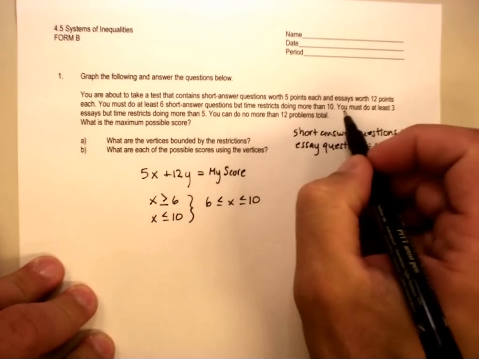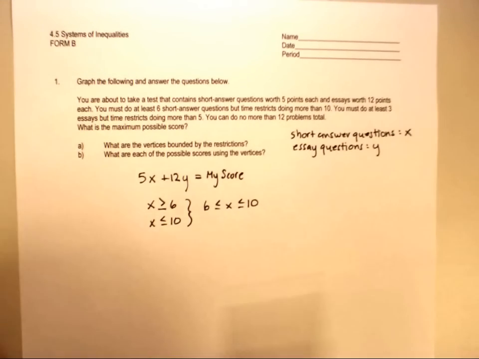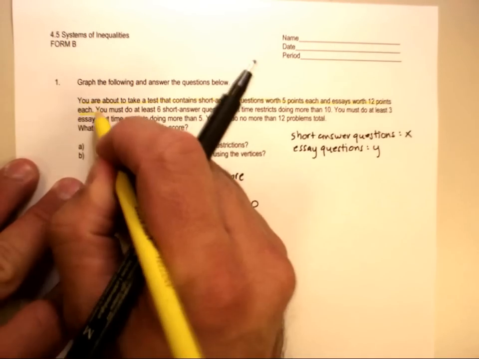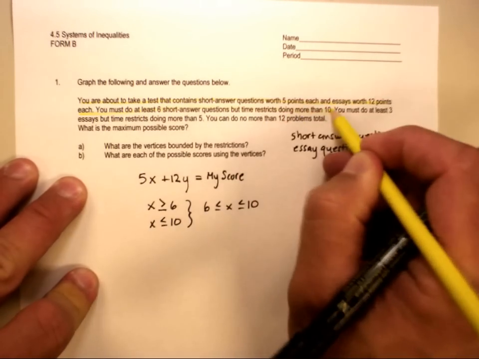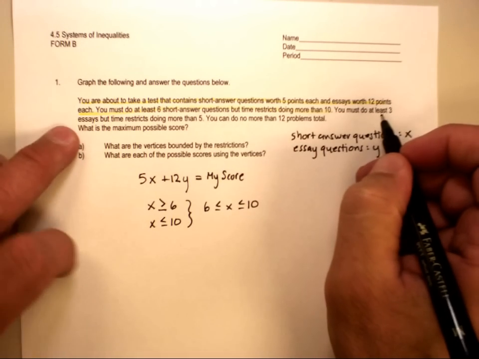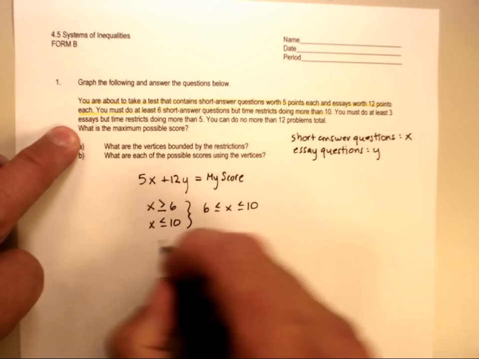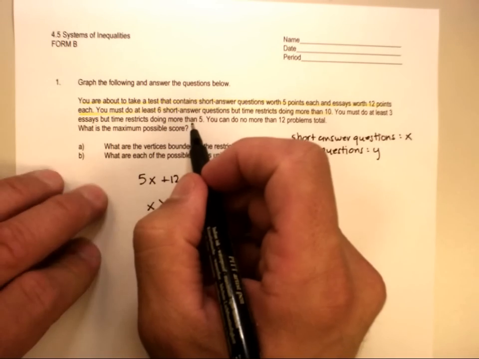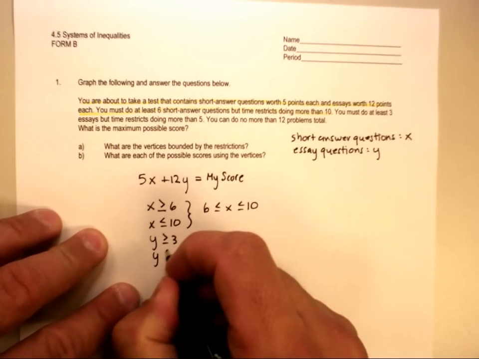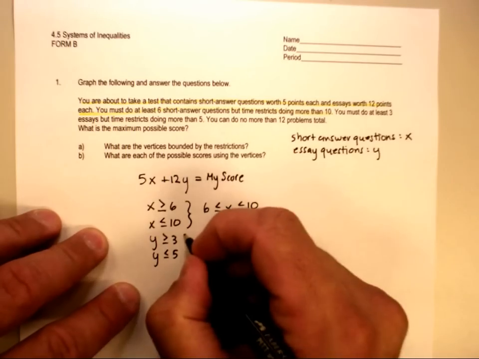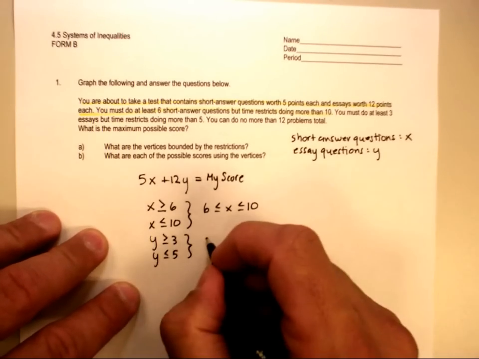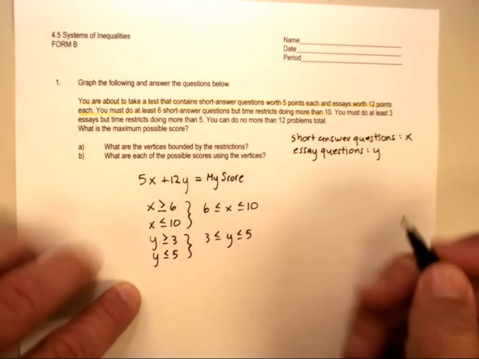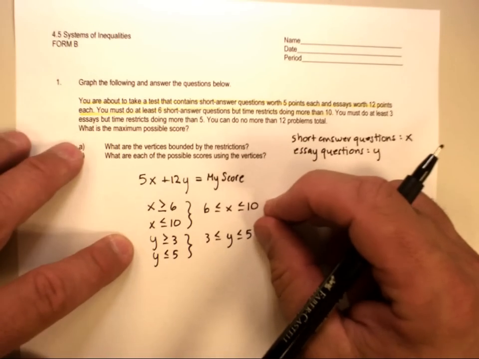Let's see what else I have to do. You must, and you'll notice that as I interpret these, I should cross them out so that I know that I've taken care of them, that I'm not going to repeat anything. So let's do that. You must do at least 3 essays, okay? So y has to be greater than or equal to 3, but time restricts doing any more than 5. So y also has to be less than or equal to 5. And just like we did up here, I could say 3 is less than or equal to y less than or equal to 5. Okay, so again, either one of these 2 ways would count.